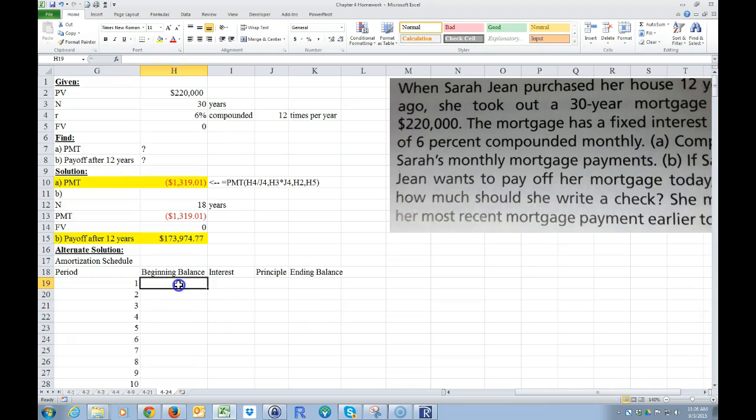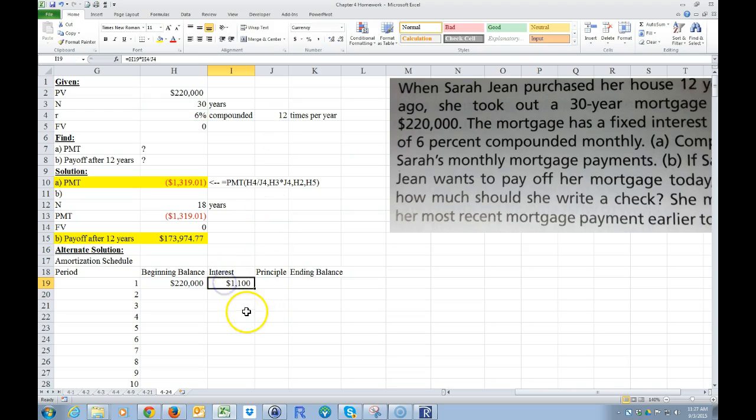All right, so my beginning balance is going to be equal to this. The interest I pay, well, I can do something called interest payment. But really, I can do it this way. I can go equals this times 6% per year divided by 12 months in a year.